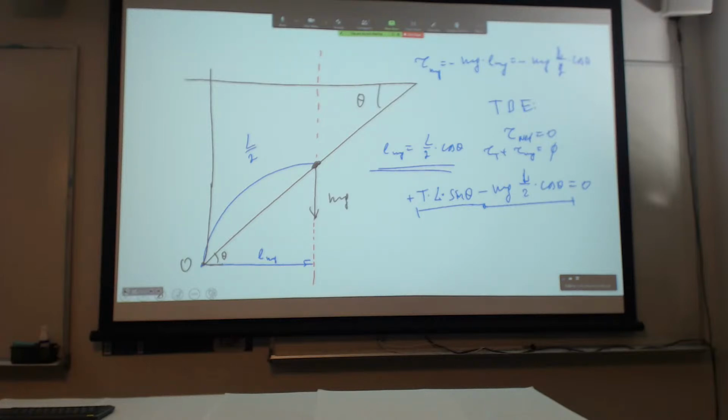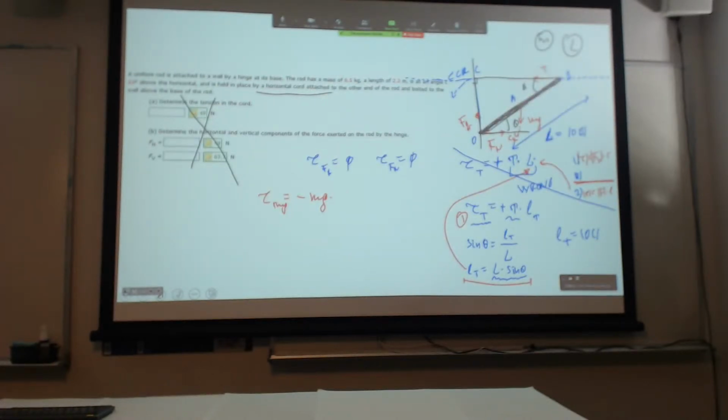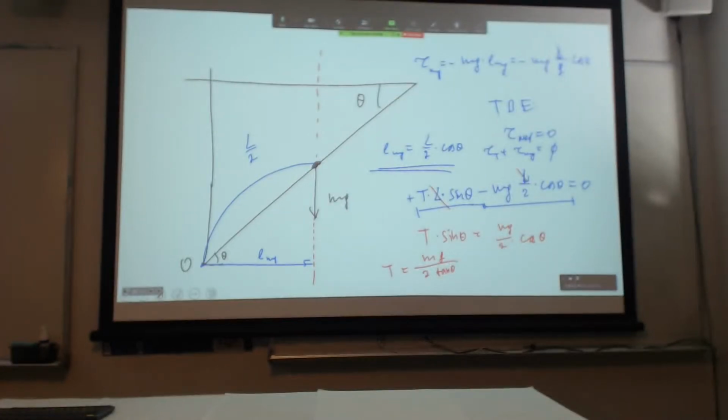Yep. You can notice that the length actually in this case doesn't matter. Tension times sine will be equal to mg over 2 times cosine. Or tension will be equal to, well, I can do some geometry, mg over 2 over tangent. I think that's it. Okay, thank you. Ah, no, we didn't finish. Now we need to calculate components. Normal, well, yeah, components, vertical and horizontal.